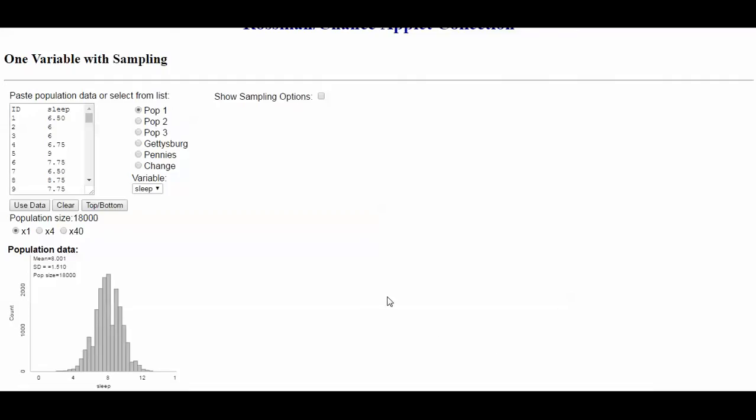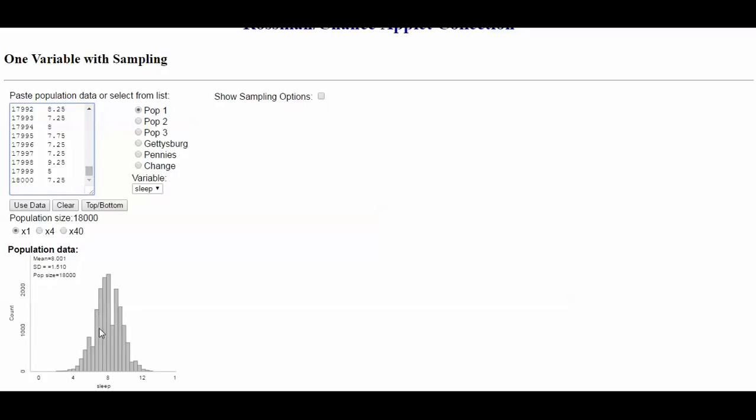This is a simulation website that lets me randomly select a sample from a population of 18,000 people. In this box right here, we can see the sleep time of each of the 18,000 people in the population. In this column, we see the ID number of each person in the population. And over here, we see each person's sleep time. So it looks like person 1 sleeps 6.5 hours per night, person 2 sleeps 6 hours per night, and person 3 also sleeps 6 hours per night. And this goes all the way down to 18,000 because there's 18,000 people in the population.